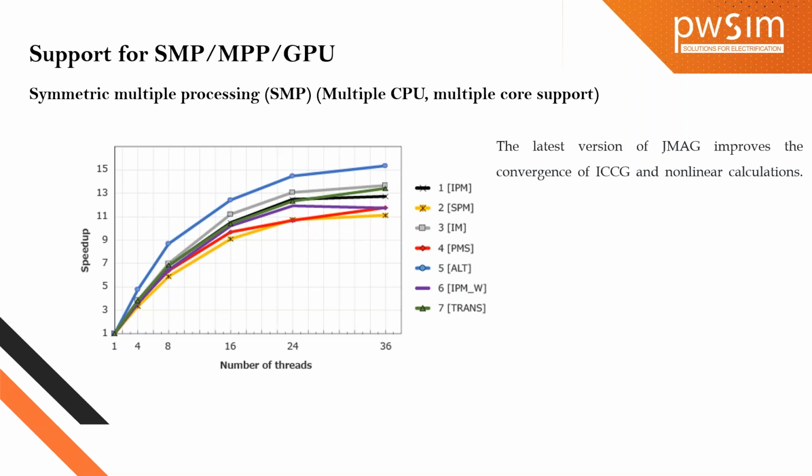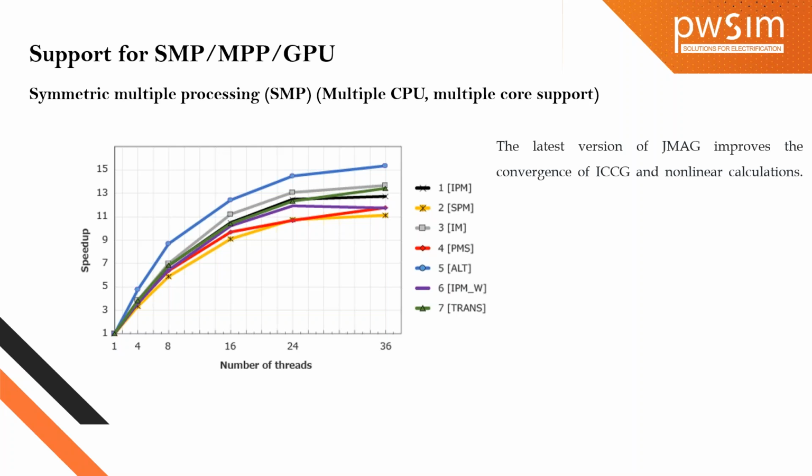In this slide, I am going to explain symmetric multiple processing, that is SMP, with multiple CPU and multiple core support. This graph shows the number of threads versus speed up for different rotating machines and electromagnetic devices. We have solved for IPM, interior permanent magnet motor, SPM, induction motor, permanent magnet synchronous motor, alternator, and transformer. For shared memory processing, it can use up to 36 cores. 36 cores means, as we define it, PA2, parallel accelerator.